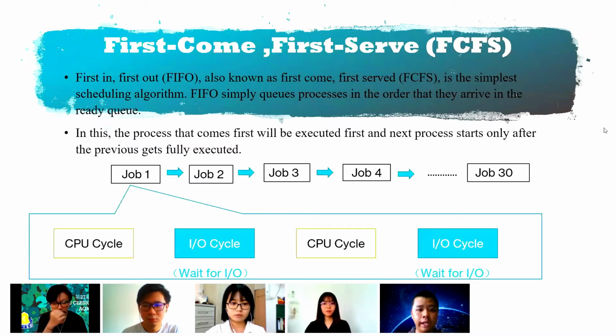Okay, thank you, Ms. Jie Hui. So I would like to talk about the first come first serve algorithm. Basically, first come first out, or also known as first come first serve algorithm, is the simplest scheduling algorithm. It simply queues processes in the order that they arrive in the ready queue. For example, when the first job comes in, it is followed by job 2, job 3, job 4, and so on.